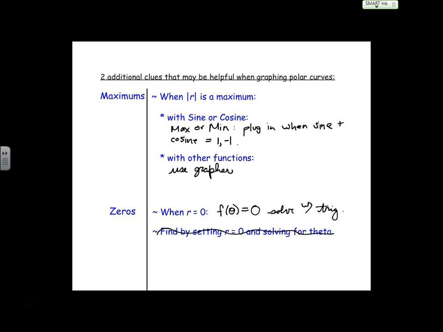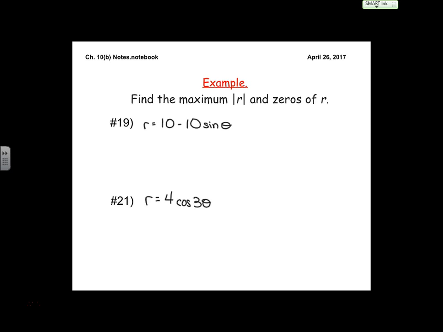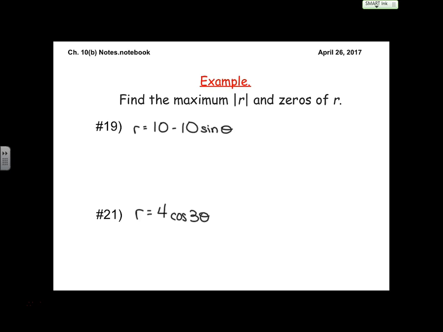I think I have a couple examples on the next page, and let's see if we can figure it out. Sound good? You guys got it okay? I don't see pens moving. All right, here we go.